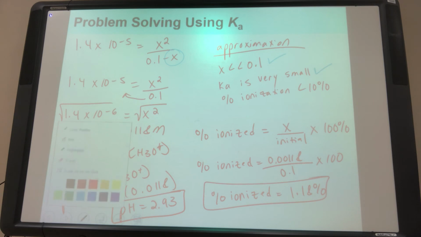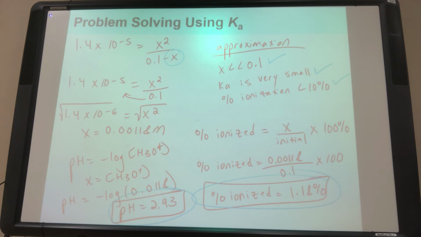And our third criterion was that it had to be less than 10. So I meet all my criteria, and now I'm really confident and I go, yep, these two are my final answers. Now I have my pH and I have my percent ionized.